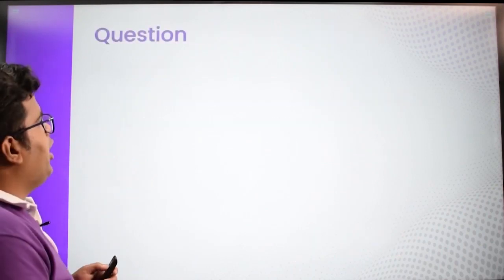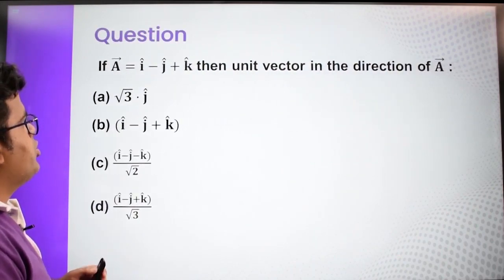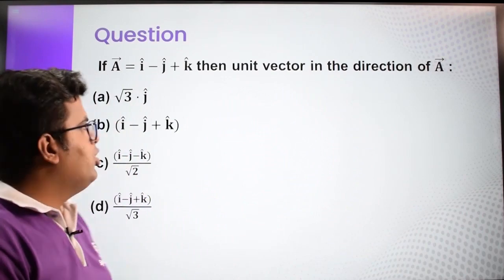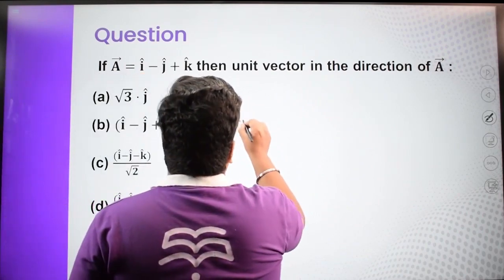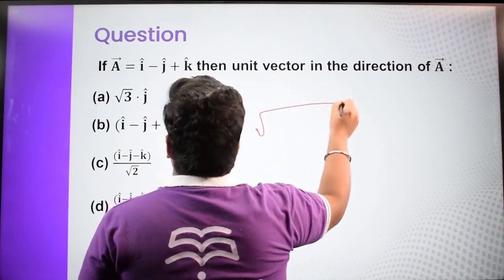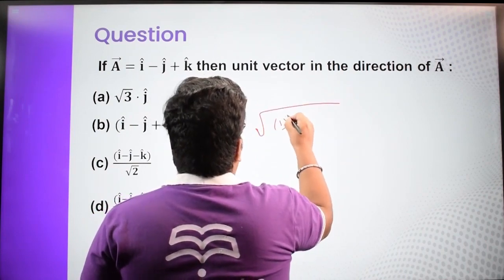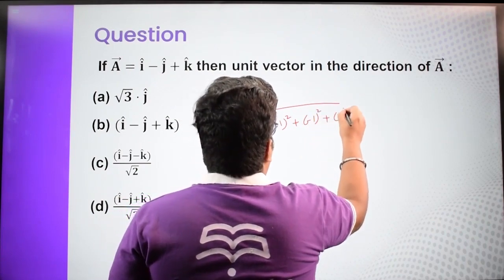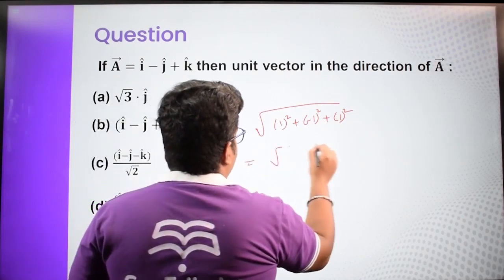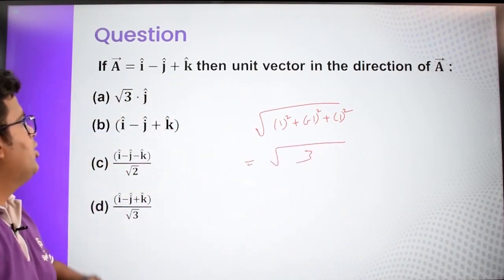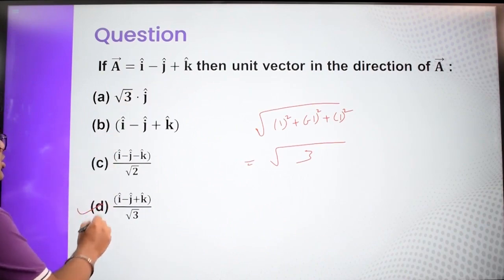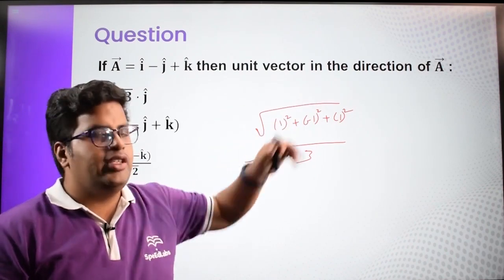Now we have a question based on this. The question says that this is the vector and you have to calculate the unit vector in the direction of the vector. So if I ask you what is going to be its magnitude, that's going to be under root of 1 square plus minus 1 square plus 1 square. Once you calculate this further, it comes out as root 3. So you just have to divide by root 3. So you'll have D as the correct option. This is the unit vector in the direction of the vector. Fine.